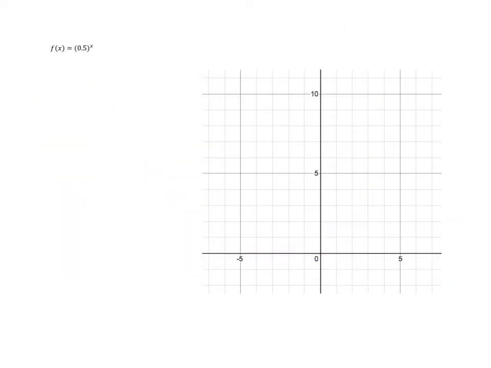Let's take a look at a decreasing exponential function. So for this next one, f of x is equal to 0.5 to the power of x. Here we have the base, b, it's equal to 0.5, and that's definitely between 0 and 1. In this case, it's going to turn out our exponential function will decrease instead of increase. So let's check out why.